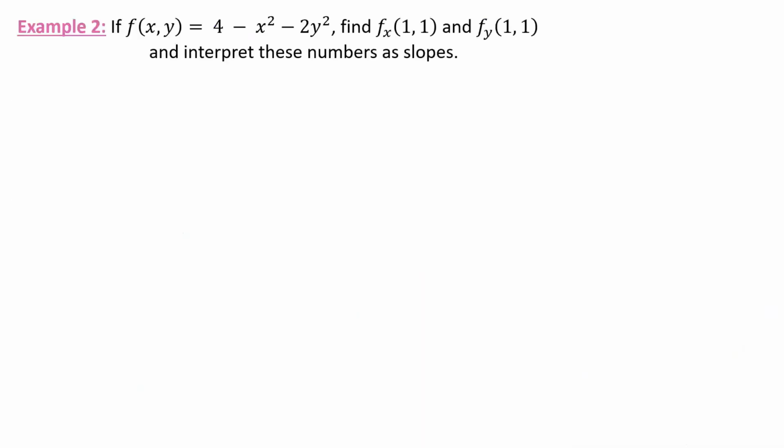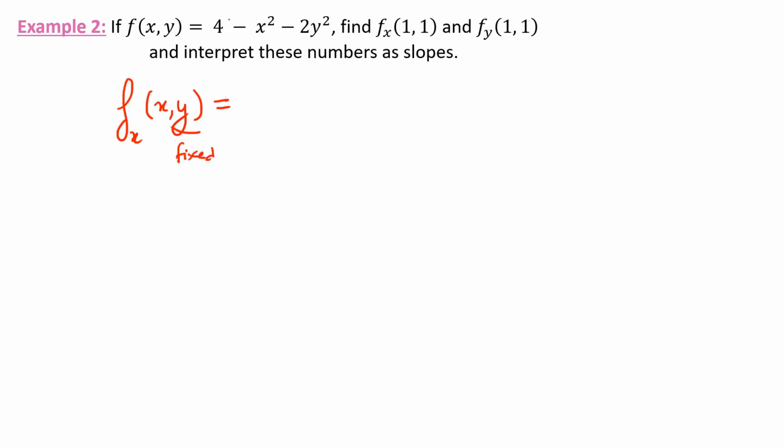So let's see another example. Given this function f of two variables, find fx(1, 1), find fy(1, 1), and interpret these numbers geometrically as the slopes of some lines relative to the given surface. So let's start with fx. What is fx at a point (x, y)? Again, y is constant, fixed.